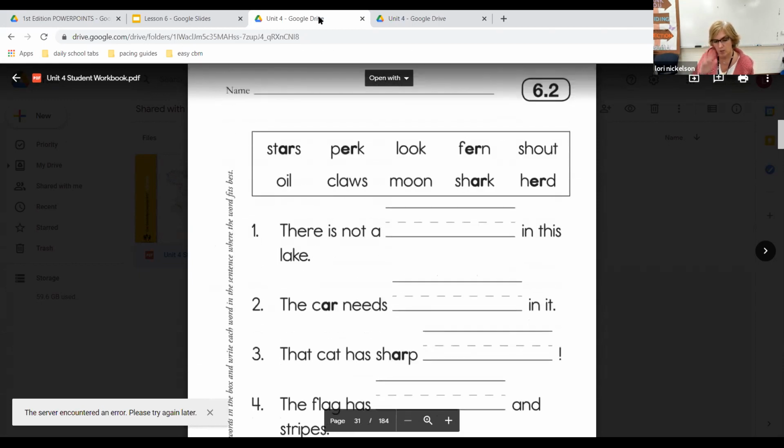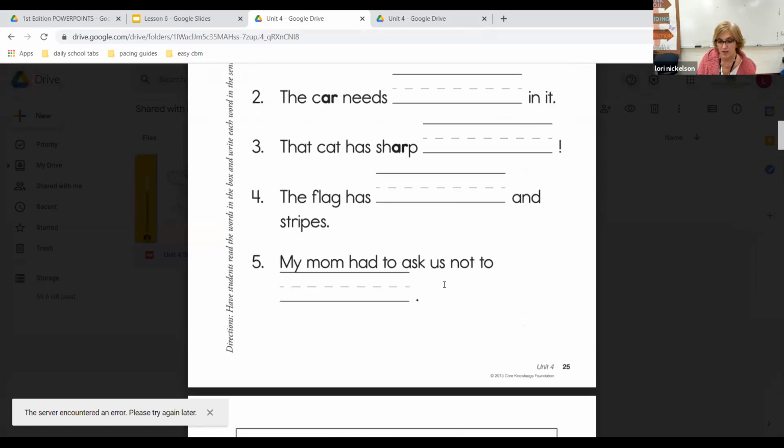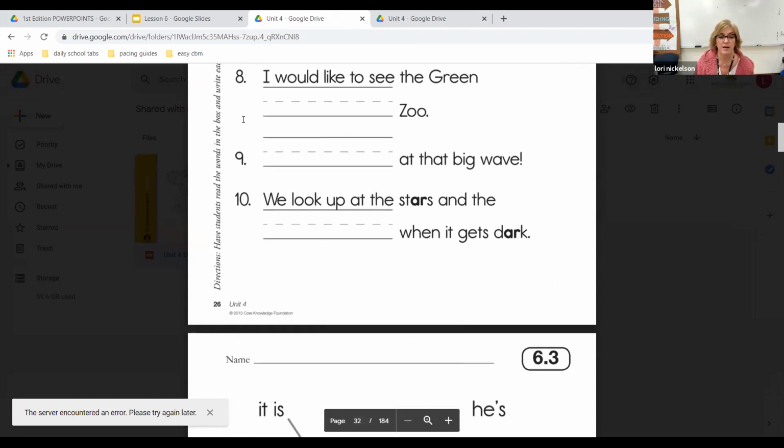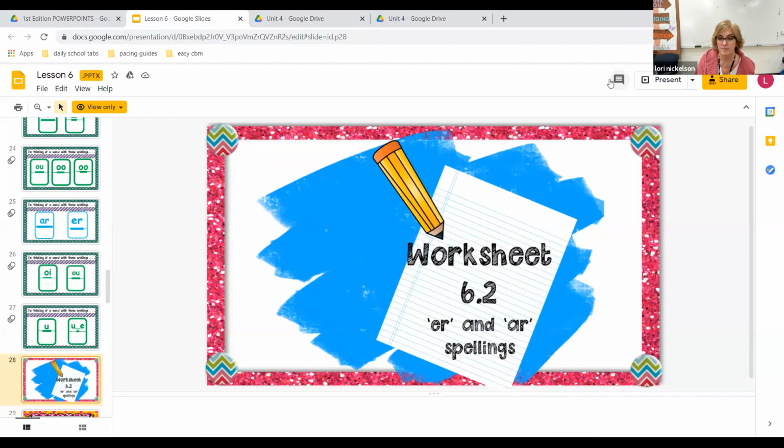All right, so let's look at number 1. There is not a blank in this lake. There is not a shark in this lake. Number 2, the car needs blank in it. The car needs oil in it. So number 1, you should have shark, and number 2, you should have oil. Good job there. Make sure you finish that up though, okay? All right, so let's go back to our slides.